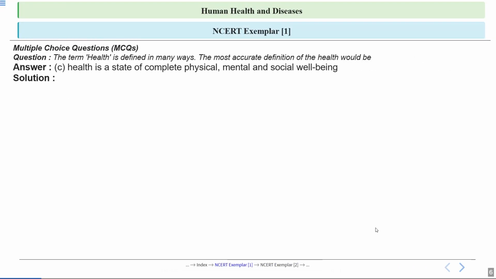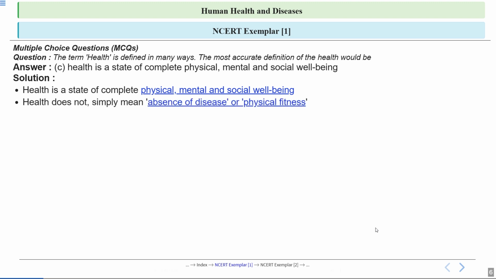Let's have a look at the answer. Option number C is the correct answer. Health is the state of complete physical, mental and social well-being. So, as we have discussed, health is the state of complete physical, mental and social well-being. Now, not merely the absence of disease or infirmity is the definition of health from the World Health Organization.